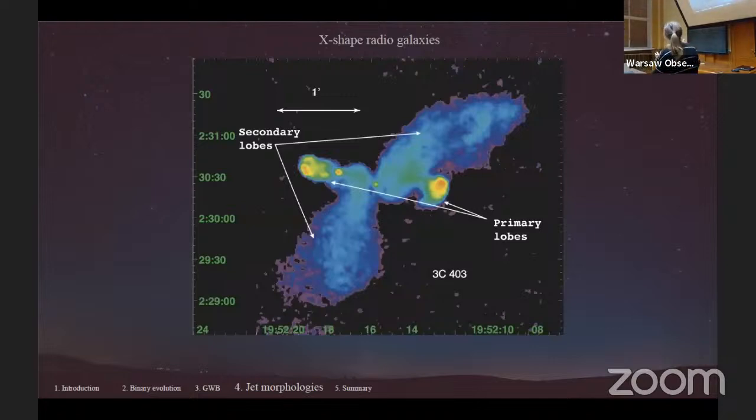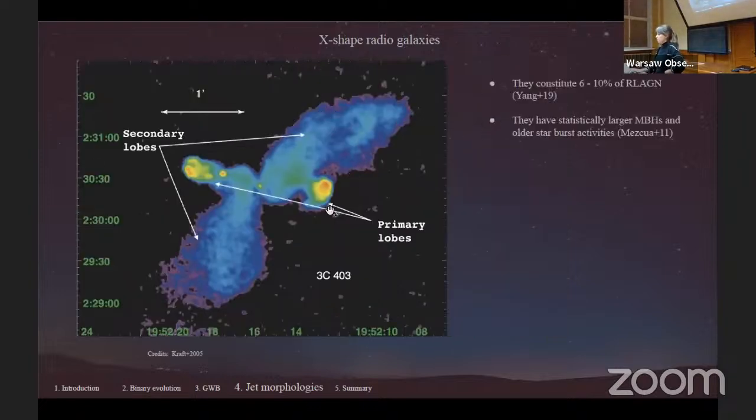And here in the last part of the presentation, I would like to get back to the electromagnetic signatures, which can be related to supermassive black hole binaries. Specifically, I would like to focus on the jet morphologies, which are not talked about very often. So here you can see an example of such a jet morphology, which is distorted, peculiar. This comes from the X-shaped radio galaxies, and the name comes from the characteristic shape of the two lobes, primary and secondary, making this shape.